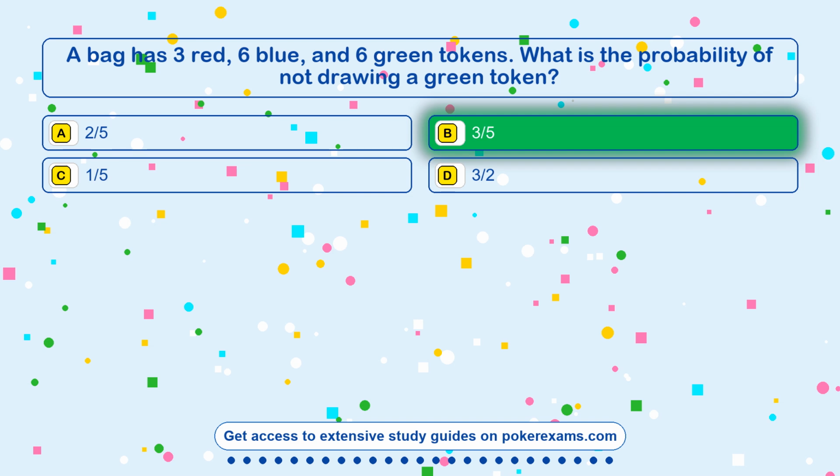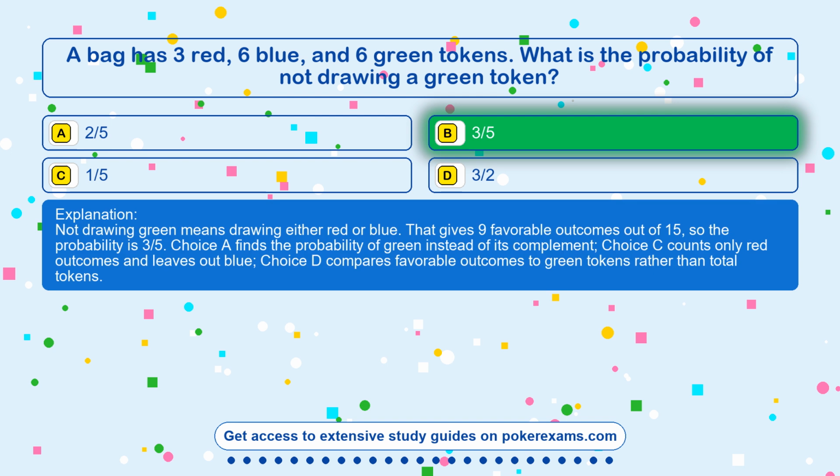The correct answer is option B, 3/5. Not drawing green means drawing either red or blue. That gives 9 favorable outcomes out of 15, so the probability is 3/5. Choice A finds the probability of green instead of its complement, choice C counts only red outcomes and leaves out blue, choice D compares favorable outcomes to green tokens rather than total tokens.